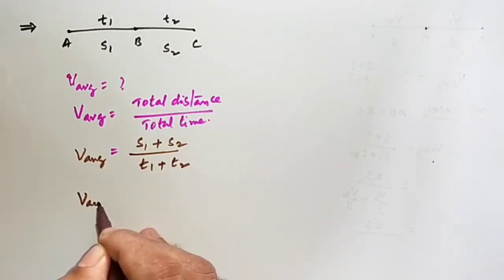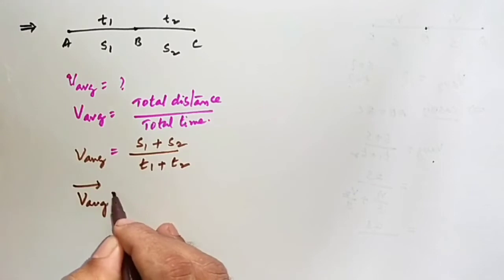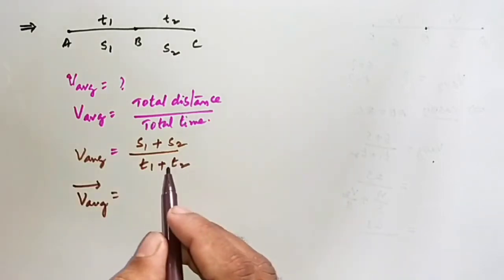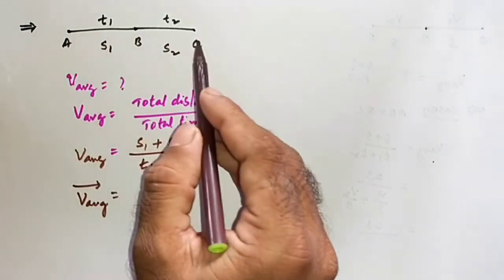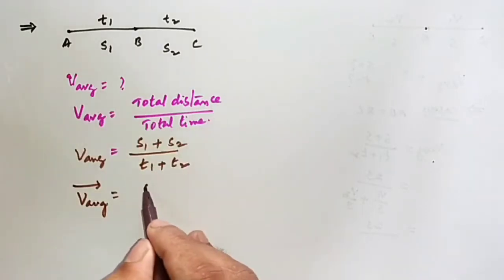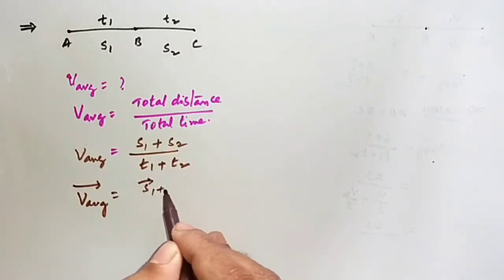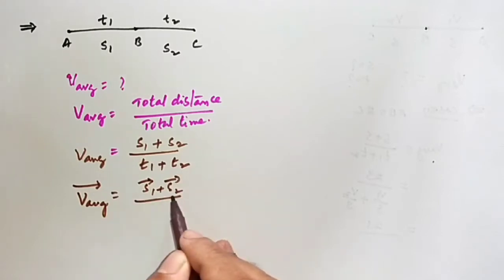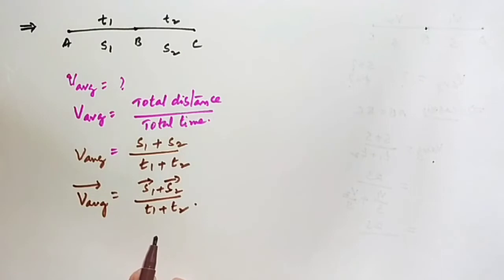What is average velocity? Total displacement. As the body is moving in a straight line, distance is equal to displacement. So S1 plus S2 divided by T1 plus T2. This gives average velocity. Understood everyone?